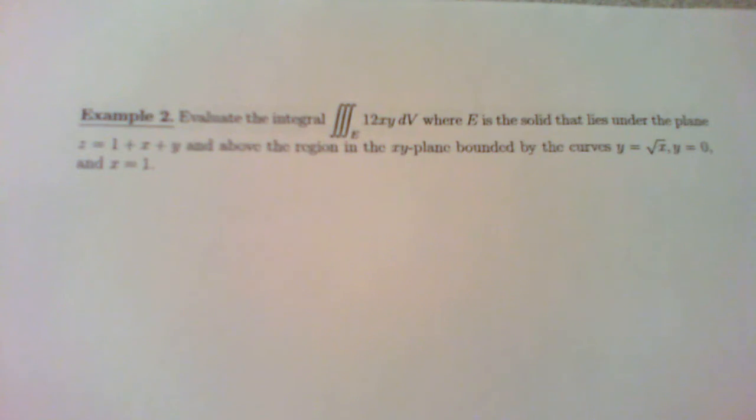Okay, so evaluate this triple integral where E is the solid that lies under this plane and above the region in the xy plane bounded by the curves y equals square root of x, y equals 0, and x equals 1. Okay, so given they basically told you how to set this thing up almost to the T, but there is one little issue.